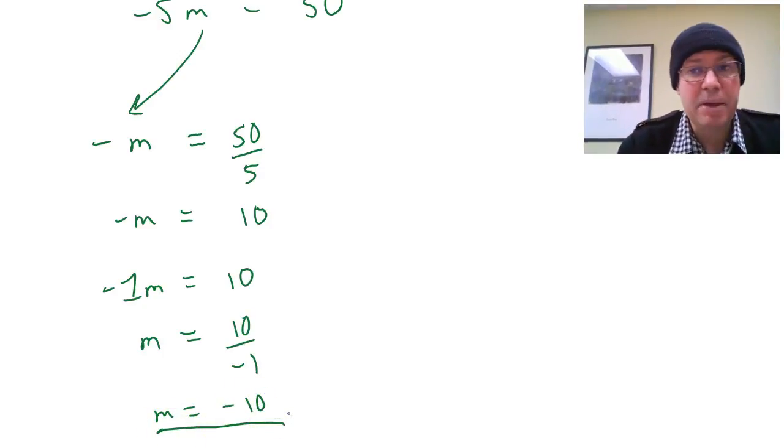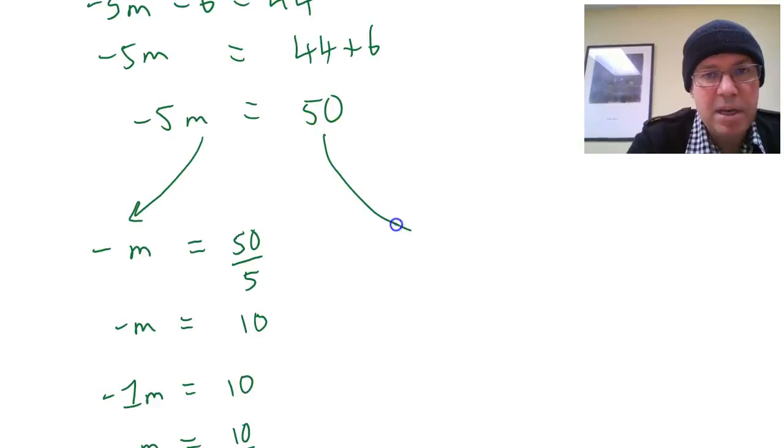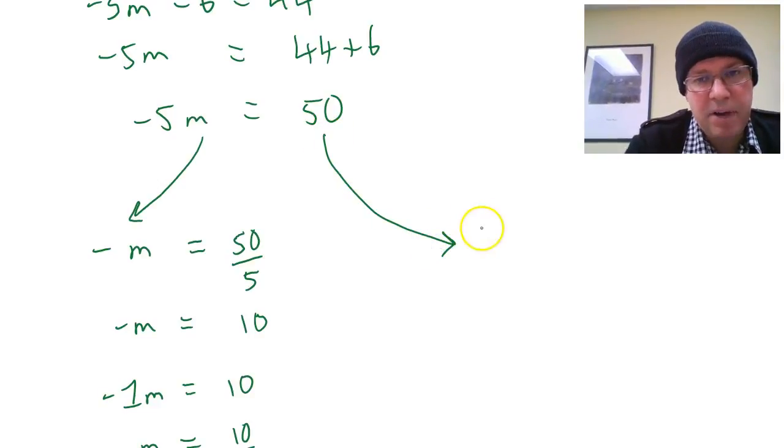So if you choose to divide by 5, you'll end up with minus m equals 10. So you'll have an additional step to do to get to the m, by either multiplying both sides by minus 1 or dividing both sides by minus 1. Let's go back to minus 5m equals 50, and let's divide both sides by minus 5.